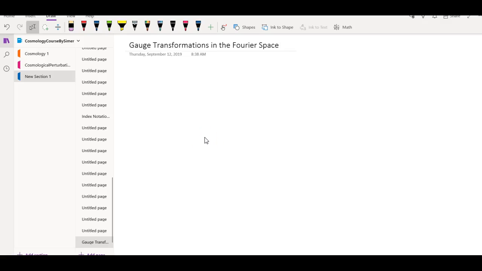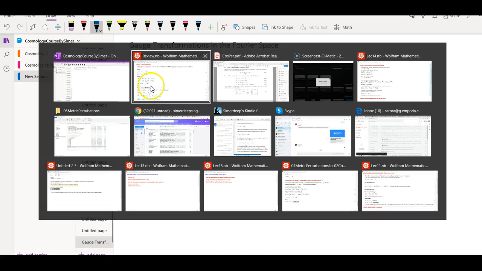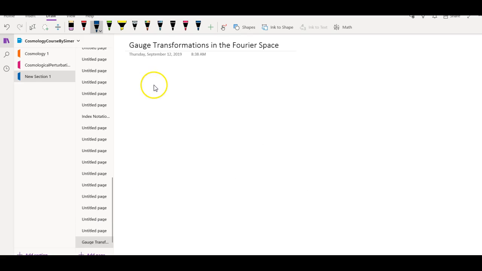Okay, let us now look at gauge transformations in the Fourier space. So, gauge transformation of the metric perturbations in the Fourier space. Let us look at the metric perturbation components. We have a scalar A, D, and then let's write all the components here.